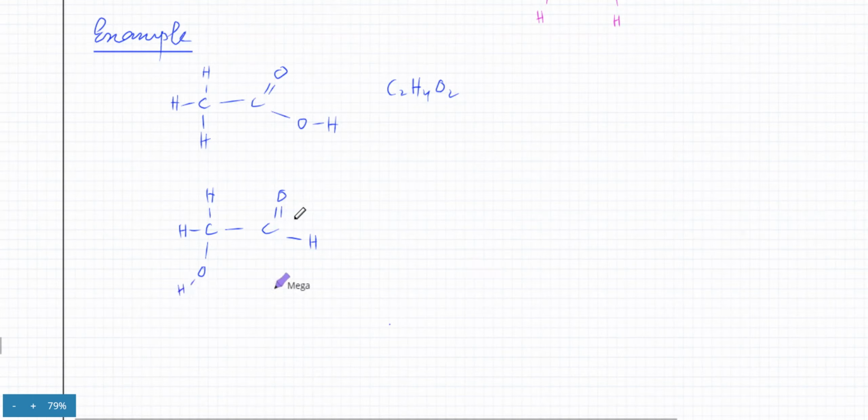What else can I do? What I can do is I have a double bond over here. I can put the O in the middle between the two carbon atoms. So that's what I'm going to do next.